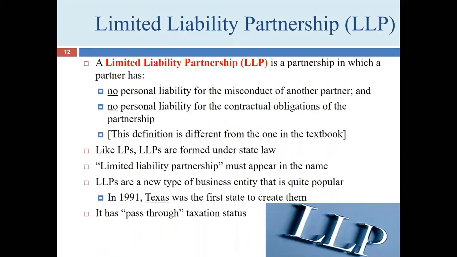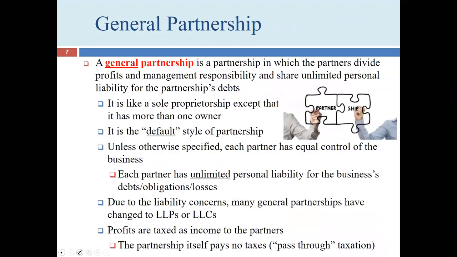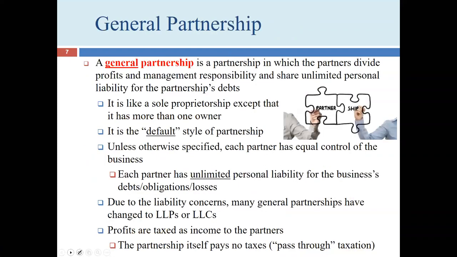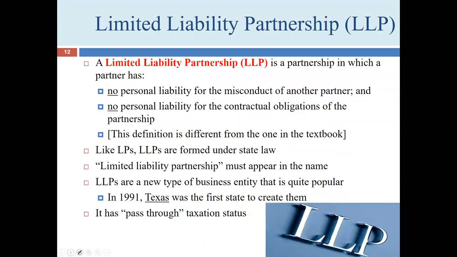So here's our definition. Again, a limited liability partnership is a partnership. So let's go back and look at that definition one more time. What is a partnership? It's a voluntary association between two or more persons, not just human beings, but persons, who co-own a business for profit. So all those things have to be true. But there's two more things that have to be true. Each one of the partners, not just a category of partners, but each one of the partners has no personal liability for the misconduct of another partner and no personal liability for the contractual obligations of the partnership.